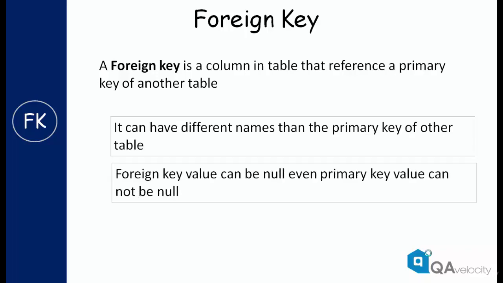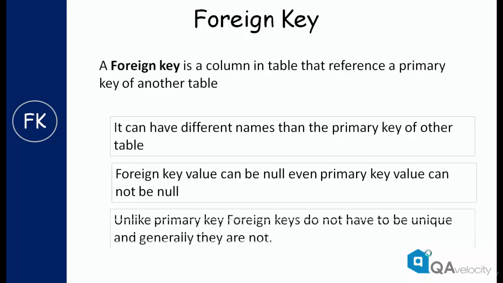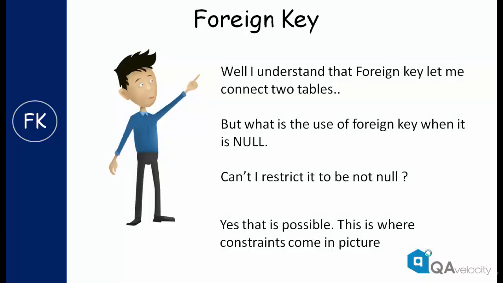You can set the value of a foreign key as null, even though a primary key value cannot be null. And unlike a primary key, foreign keys do not have to be unique, and generally they are not. We don't keep them unique. So now we understand that a foreign key lets us connect two tables.